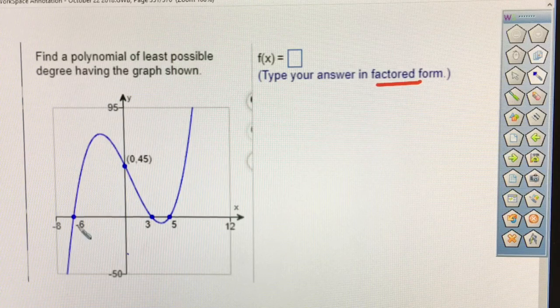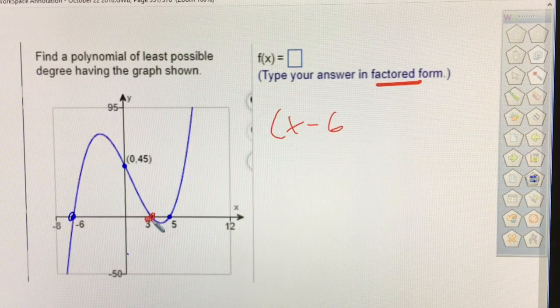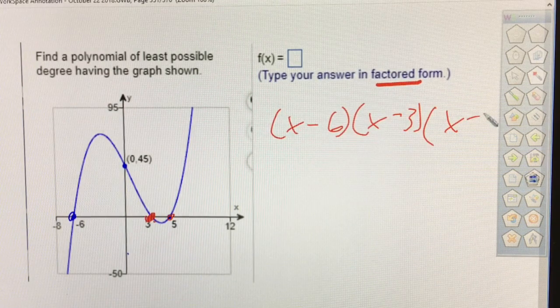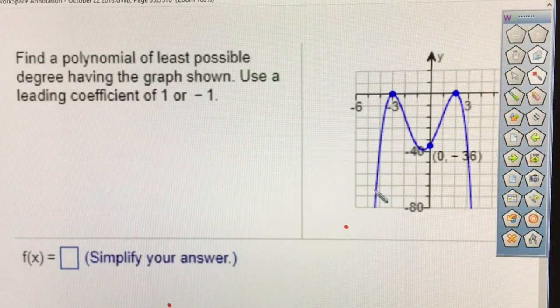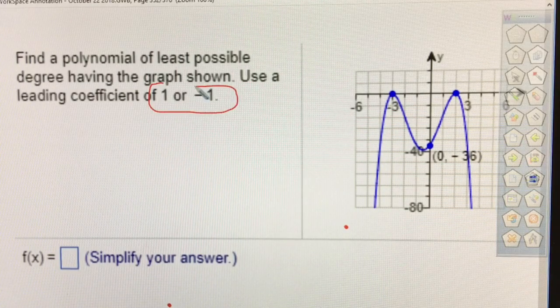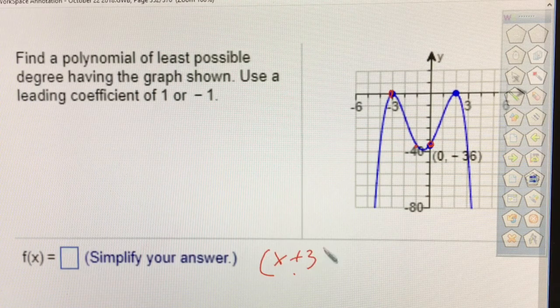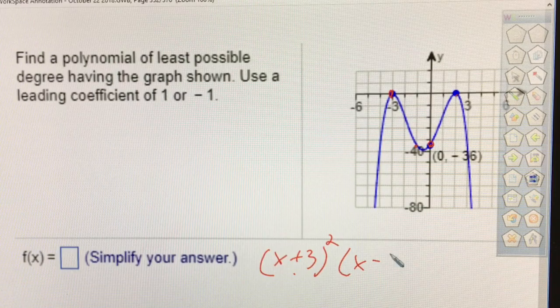Factor it, so you have a 0 at negative 6. So that's going to be a parenthesis x minus 6. A solution at 3, so that's going to be x minus 3. Then a solution at 5, that's going to be x minus 5. Find a polynomial, so I'm going to do it in factored form. So that's going to be x plus 3 squared because it touches and turns. That's going to be 2, so that's going to be x minus 2 squared because I do the opposite of that and the opposite of that.